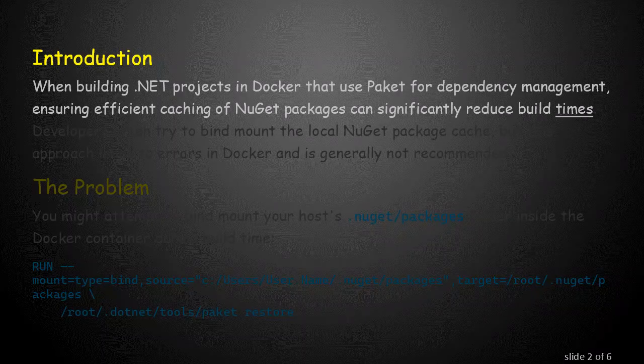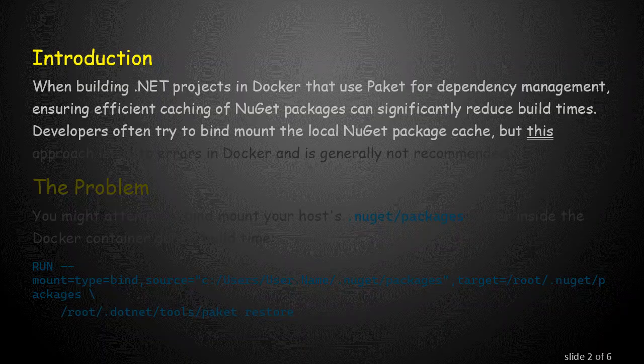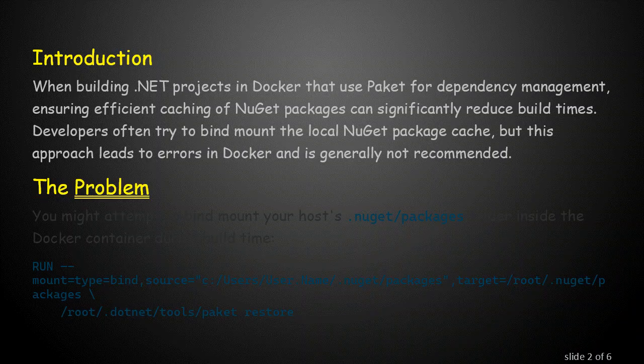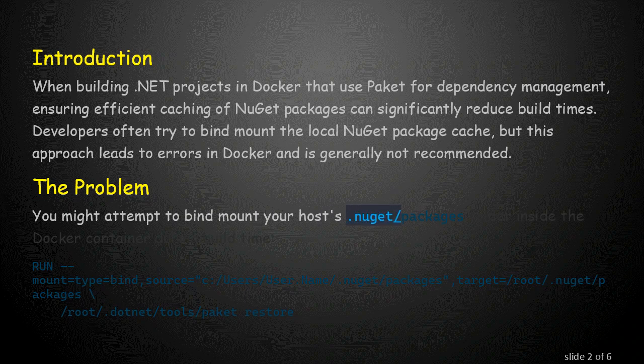significantly reduce build times. Developers often try to bind mount the local NuGet package cache, but this approach leads to errors in Docker and is generally not recommended. The problem. You might attempt to bind mount your host's .nuget/packages folder inside the Docker container during build time.